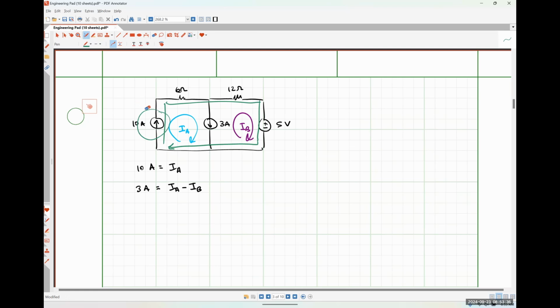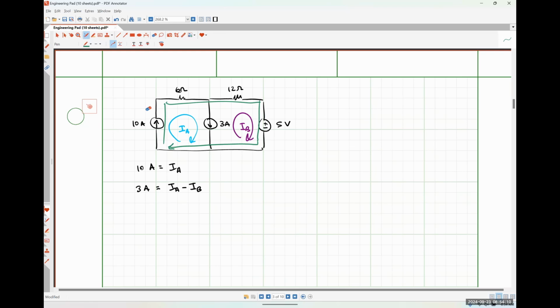So a better question would be, do we need one? And the short answer is no. We have 2 equations for a 2 unknown system. We are done. Why continue working the problem if we have enough information to just solve it? So IB would have to be 7 amps. Yeah, sure. And then we're good.